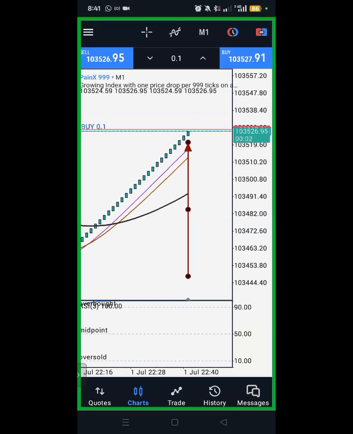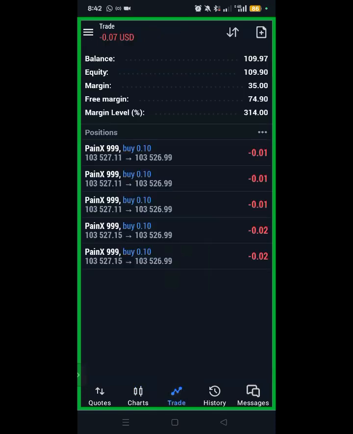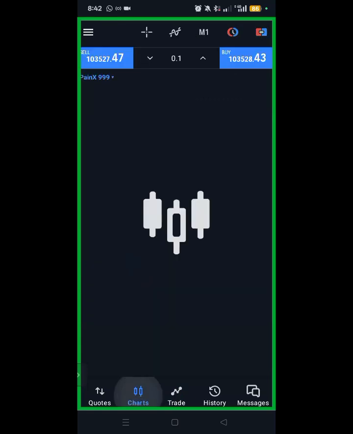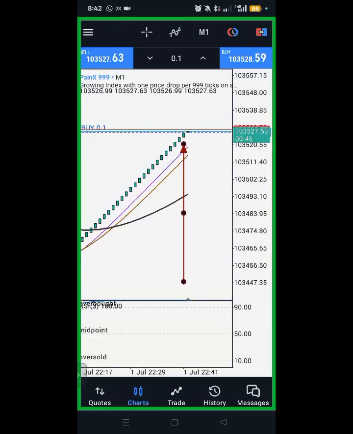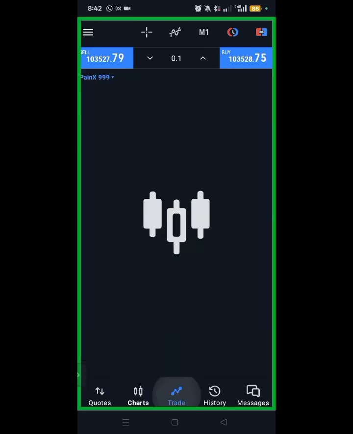So see how many times I've entered: 1, 2, 3, 4, 5. Do you see the way it has just moved? My aim is, if I want to cut five candles, I just wait for 5 candles. Why am I taking this risk? Because I know that the directional bias is up. So I can enter maybe 2, 3, or 4 times.